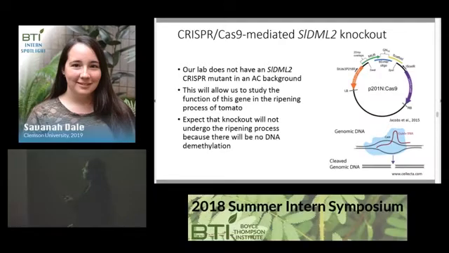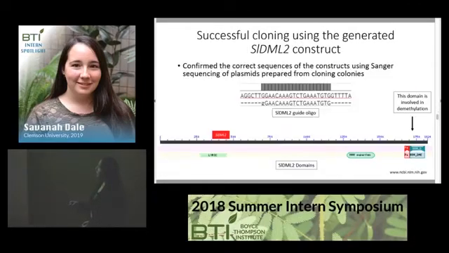This is just a small diagram to show that the guide RNA will target our SlDML2 gene and cause a double-stranded break in the gene sequence. I did successfully create this construct and cloned it as well. Here I've got the guide RNA that I inserted into the construct, compared with a Sanger sequencing result from my cloned colonies. And as you can see, the guide RNA is completely there, so I was very successful in this. This also shows that the guide RNA falls at the beginning of this gene sequence, so it's going to have the best chance of disrupting the domains involved in DNA demethylation.